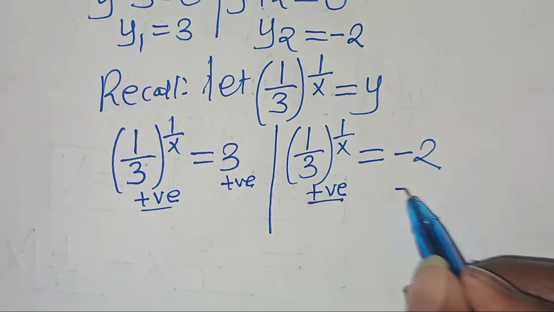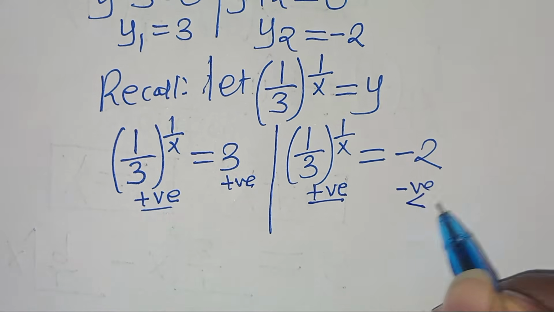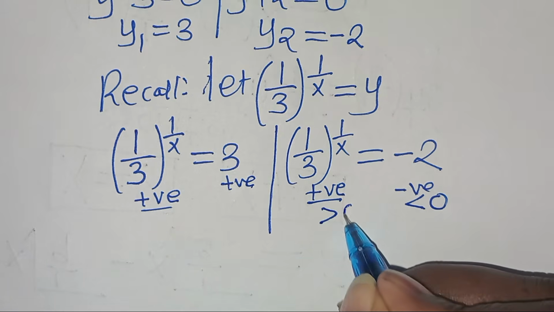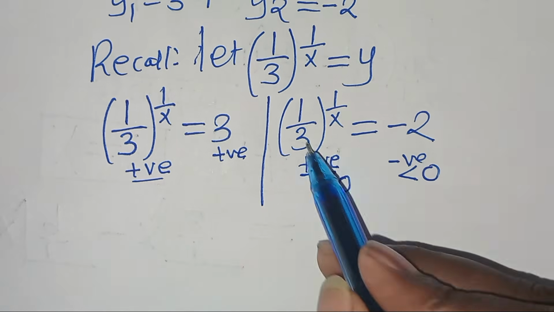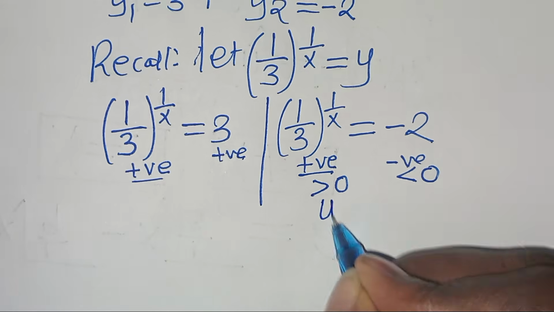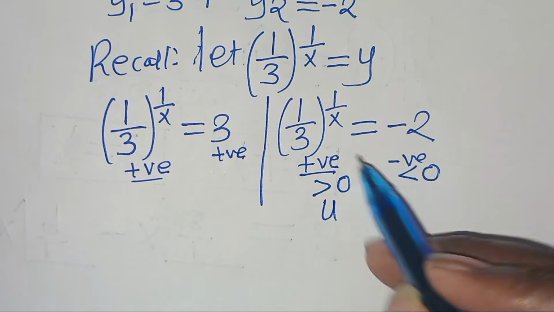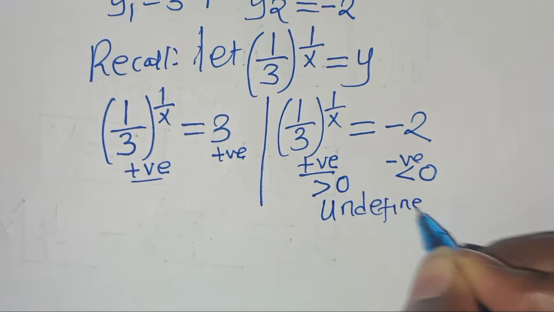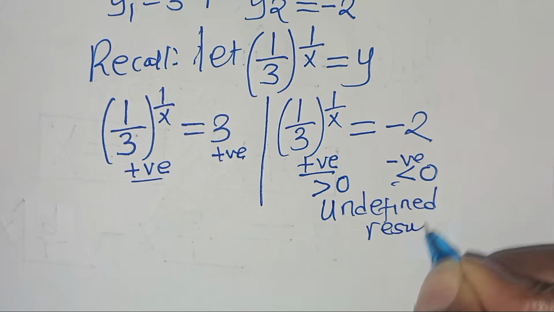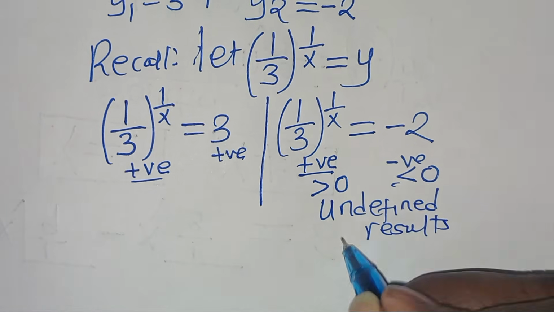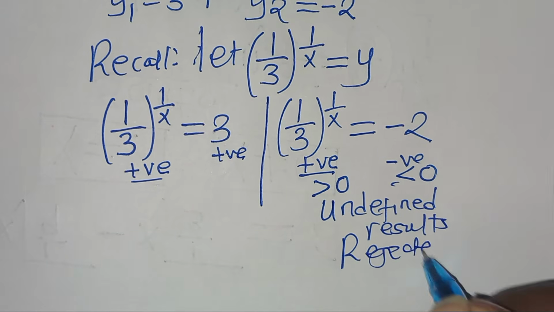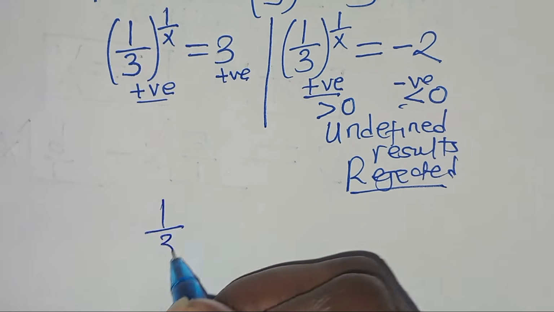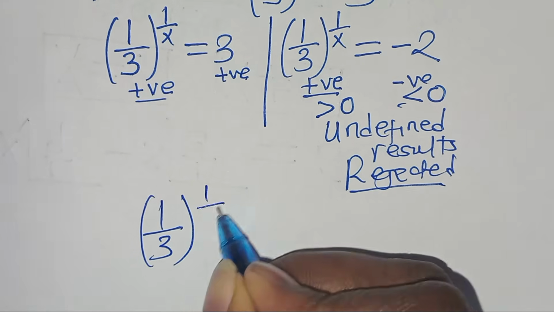But here we have a negative value. Remember, this is less than 0. And 1 over 3 raised to the power of x, this is greater than 0. So this means that from this side here, we cannot get a solution here. So we have an undefined result. So this part is rejected. So let's reject this part. So we proceed with 1 over 3 raised to the power of 1 over x.